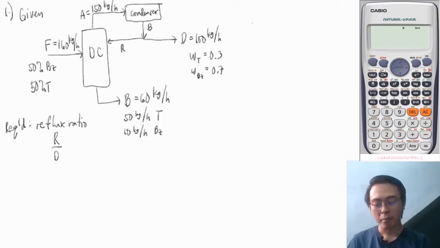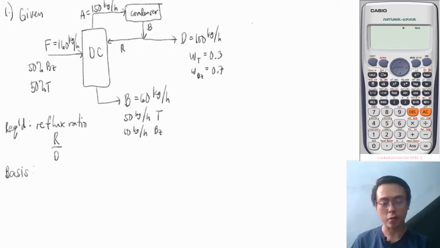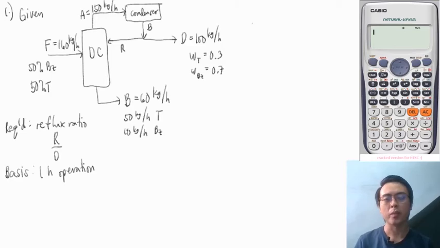First, let's set our basis. In this case, we are given mass flow rates, so therefore our basis is 1 hour operation. Now, let's set our boundaries. If we take a look at our diagram, if I set my boundary as the overall boundary, that will not give us anything because your F is already given, your D is already given, and your B is already given, and those are all of the components of your overall material balance.